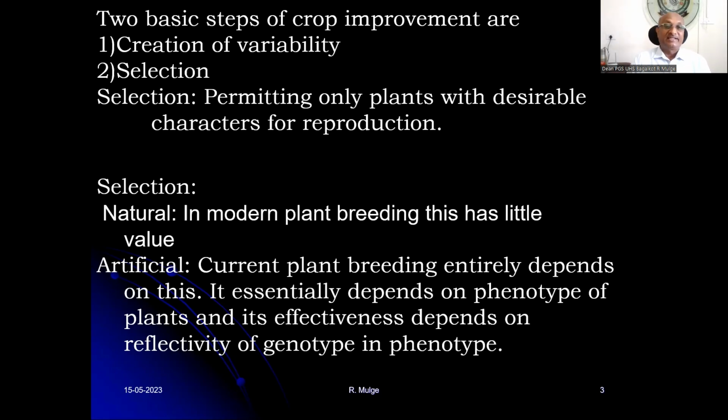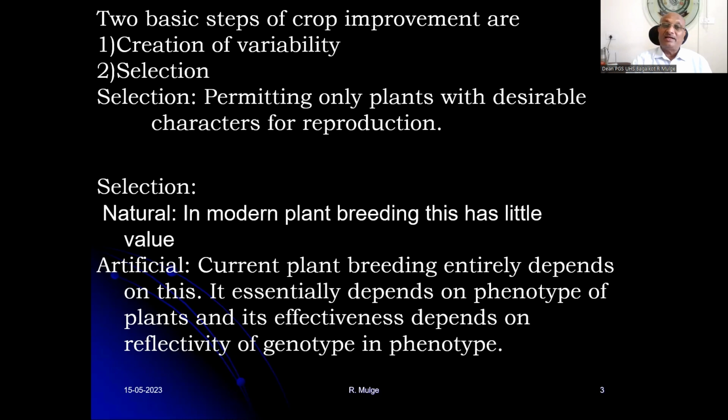Artificial selection is very important. Current plant breeding entirely depends on this. It essentially depends on the phenotype of the plant, and its effectiveness depends on the reflectivity of the genotype in the phenotype. So what is artificial selection? You are identifying by your naked eyes, right? You are just looking at the plant and making the selection. So it essentially depends on the phenotype. That means what appears outside is very important. Based on that only you are picking, you are choosing the plant, right?